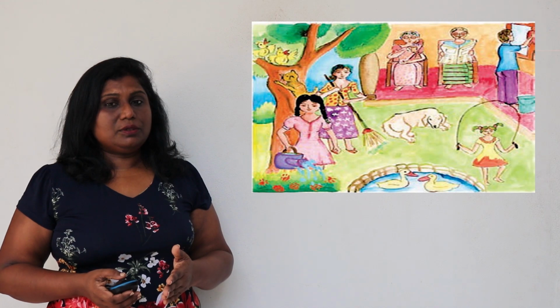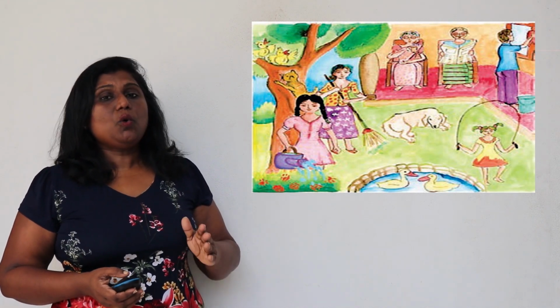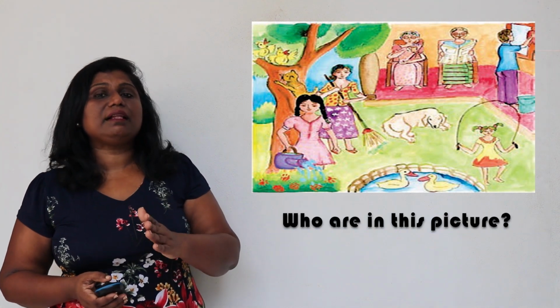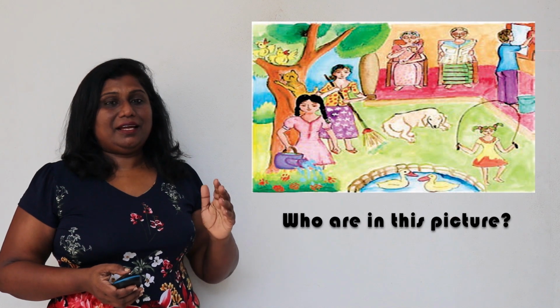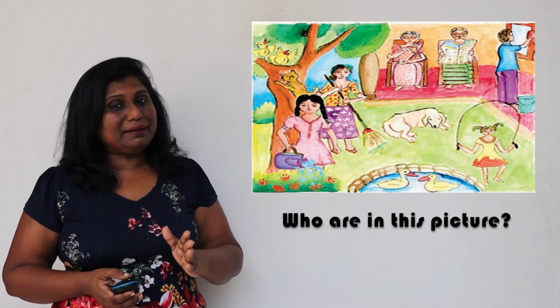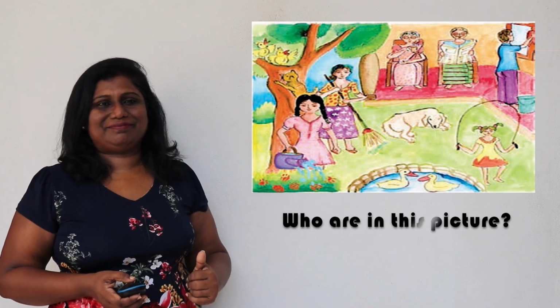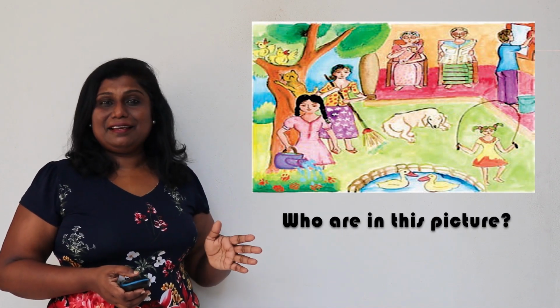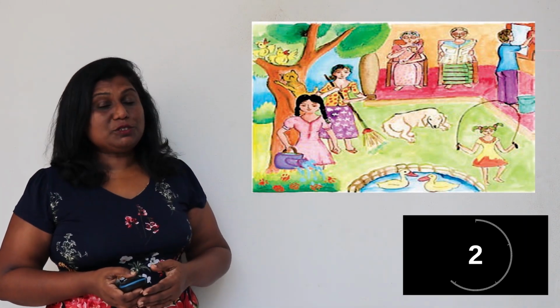Now, take your writing book and write down who the people are in this picture. Who are the people and animals in this picture? Try to find more than 10 people or animals. I'll give you 2 minutes.